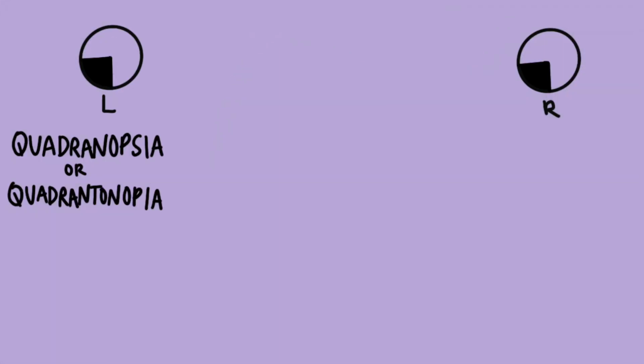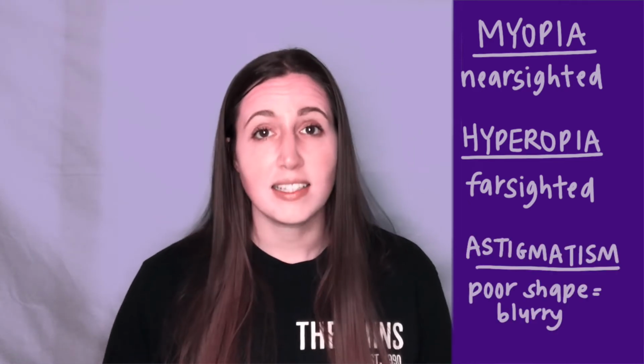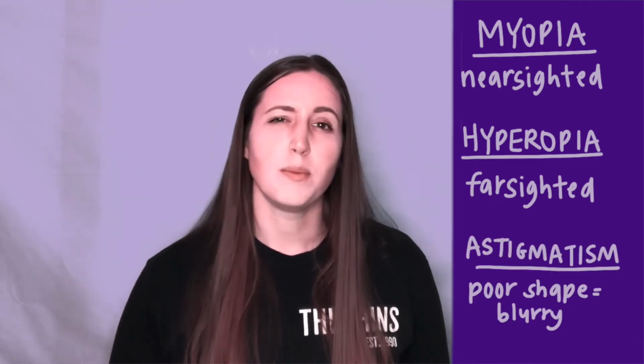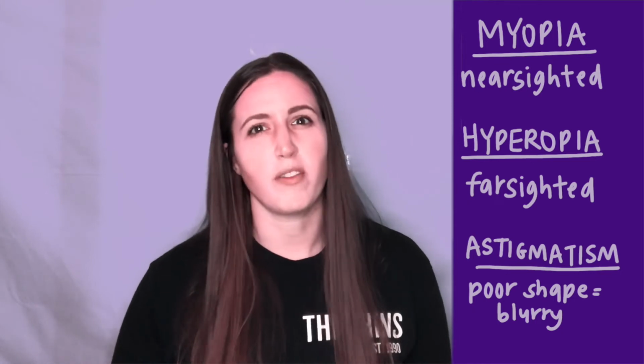A smaller lesion can cause quadranopsia or quadrantanopia, where a quarter of the visual field is lost in both eyes. Other visual deficits like myopia, which is nearsightedness, or hyperopia, which is farsightedness, and even astigmatisms can be fixed via surgery because they have a lot more to do with the actual shape of your eye.